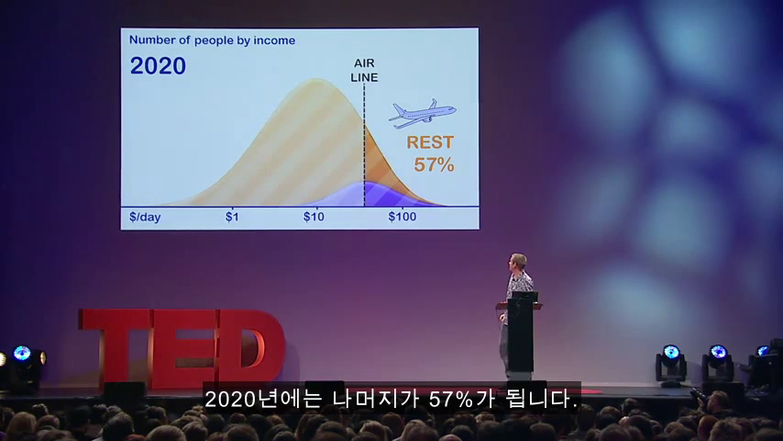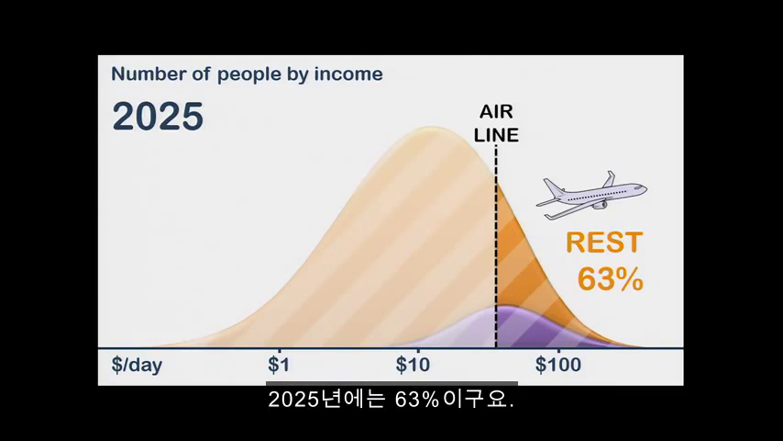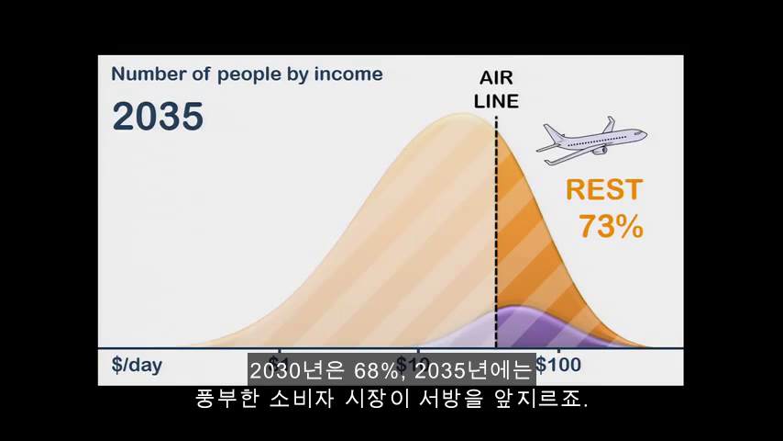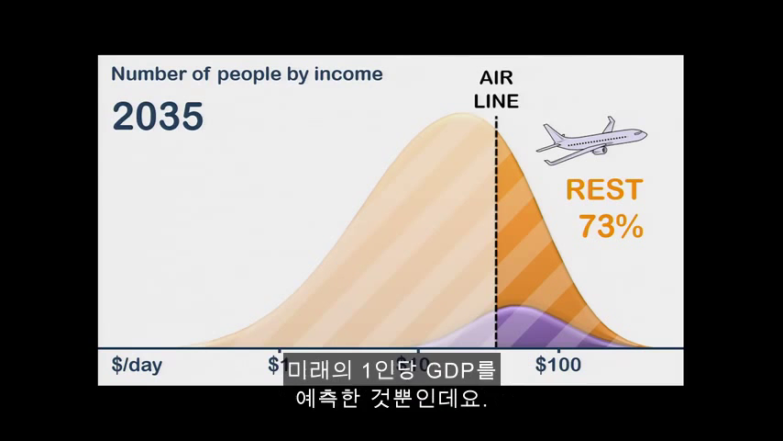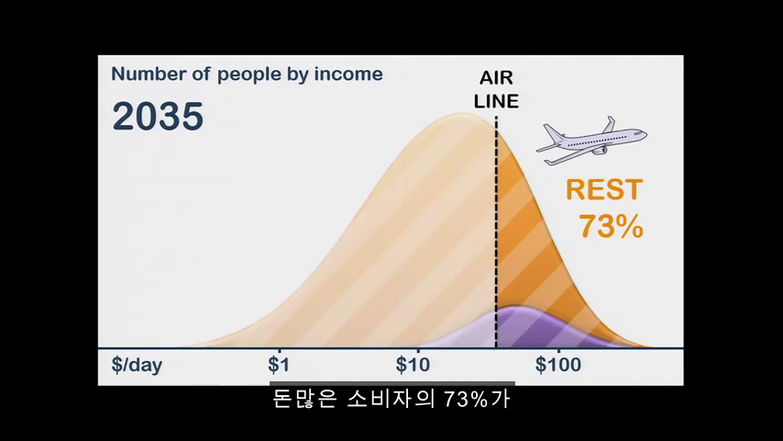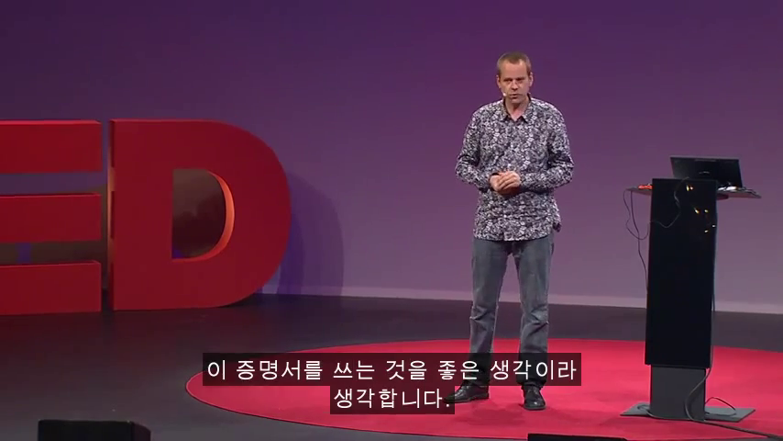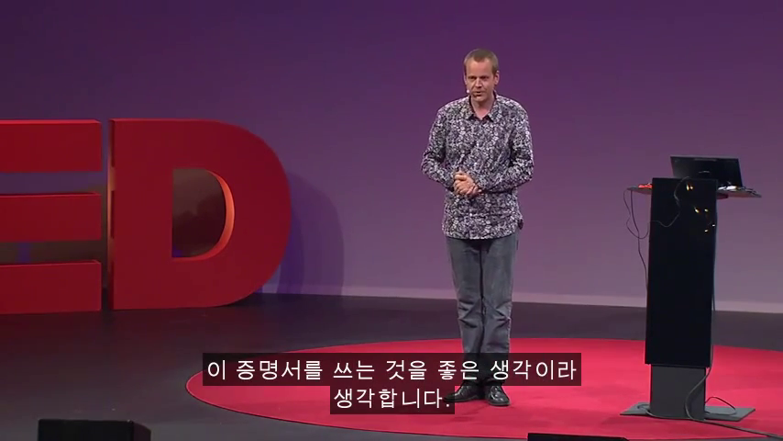In 2020, it's 57% in the rest. In 2025, 63%. 2030, 68%. And in 2035, the West is outnumbered, okay, in the rich consumer market. These are just the projections of GDP per capita into the future. 73% of the rich consumers are going to live outside North America and Europe. So yes, I think it's a good idea for a company to use this certificate to make sure they make fact-based decisions in the future.